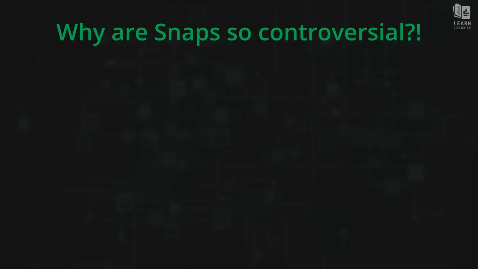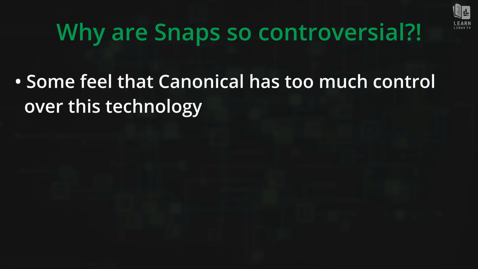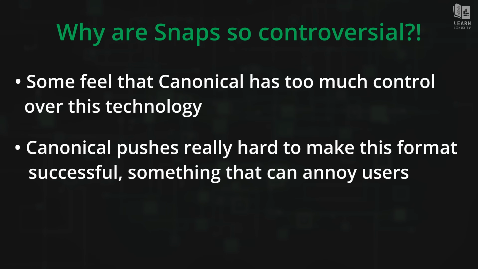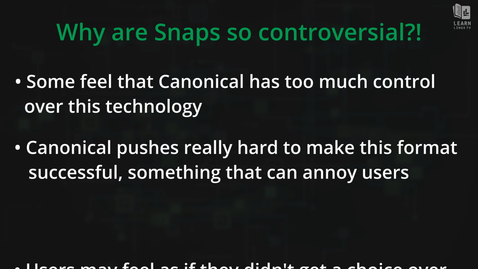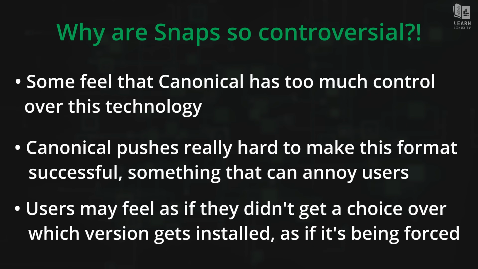One of the biggest criticisms of Snap is how much control Canonical has over the technology. In fact, some are even of the opinion that Canonical pushes a bit too hard when it comes to increasing its popularity. Another popular pain point is the belief that Snap packages are being forced on Ubuntu's users without their permission. For example, a user might be using the Chromium web browser packaged as a standard deb package, and then later on, they find after installing updates they're suddenly using the Snap version without warning.